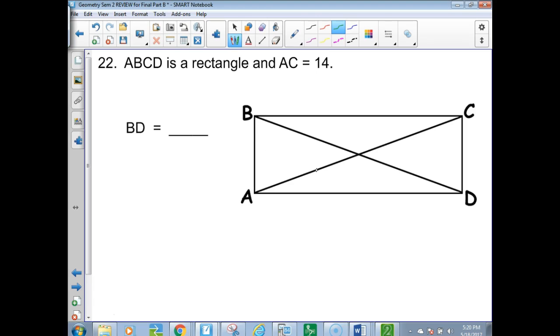22, ABCD is a rectangle and AC is 14. BD, diagonals in a rectangle are congruent. It would also be 14. And don't forget, they bisect each other, so all of these little segments could have been found too. They'd all be 7 apiece.